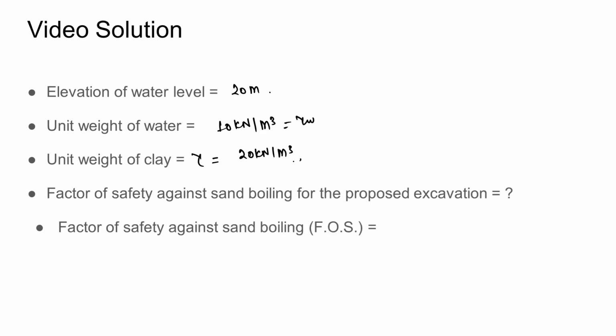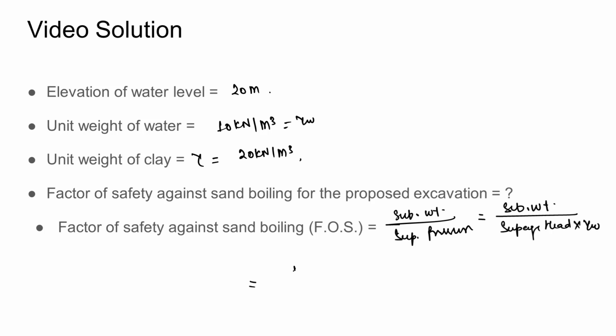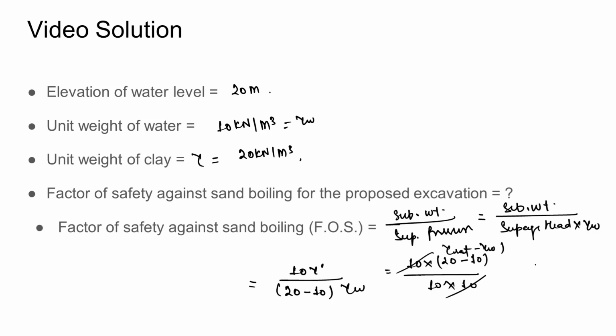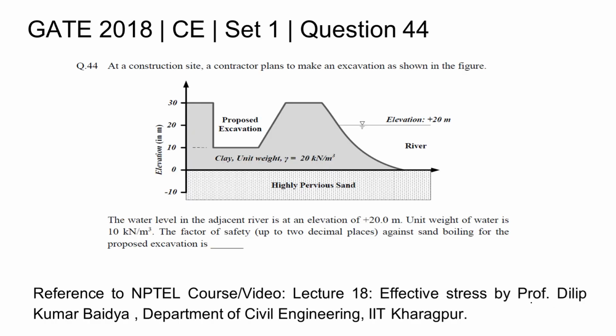We know that the factor of safety is submerged weight divided by seepage pressure. Seepage pressure is seepage head into gamma W. The submerged weight will be 10 into gamma submerged, and the seepage head will be 20 minus 10, into the unit weight of water, gamma W. So it is 10 into gamma submerged, which is gamma sat minus gamma W, divided by 10 into 10, so it becomes 10 by 10. So we are getting a factor of safety of 1. The factor of safety against sand boiling for the proposed excavation is 1.0. So that is our answer.